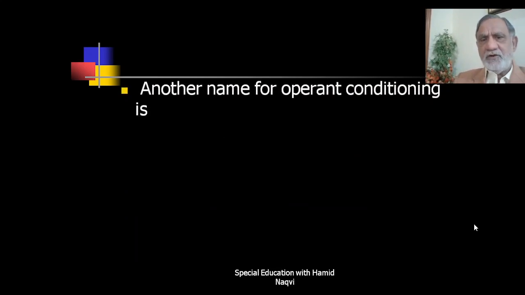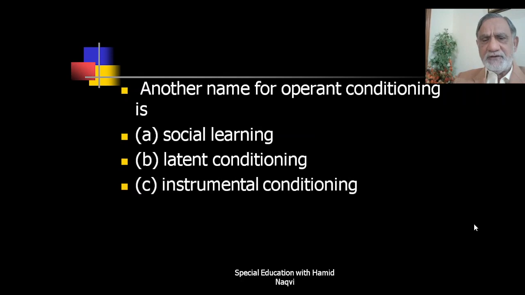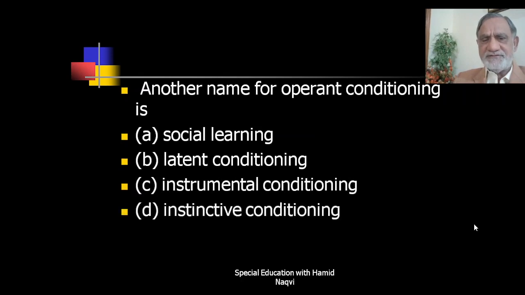Another name for operant conditioning is social learning, latent conditioning, instrumental conditioning, or instinctive conditioning. Answer is C, that is instrumental conditioning.